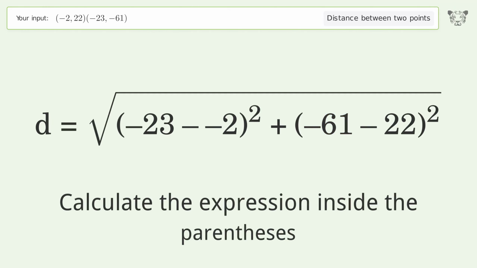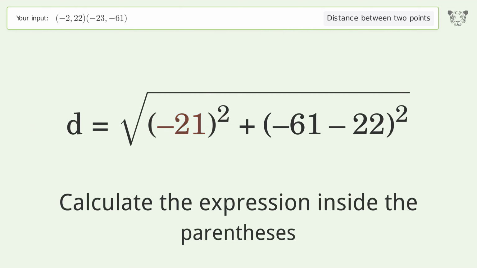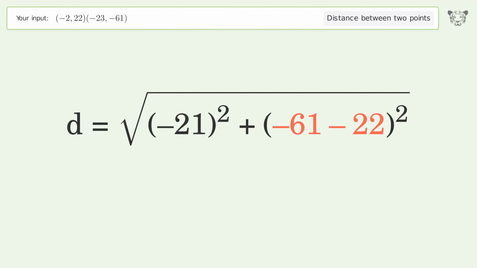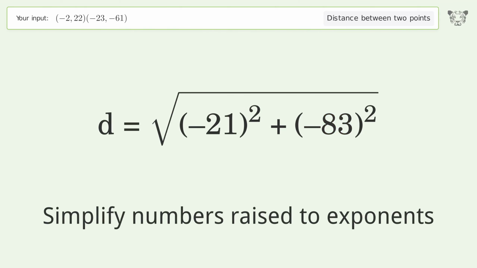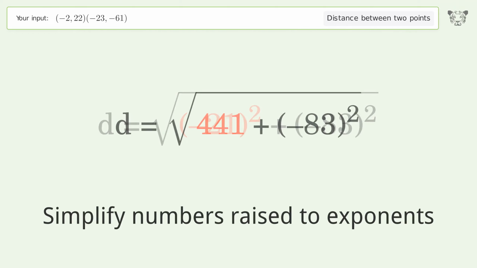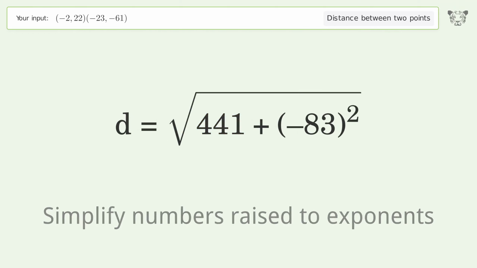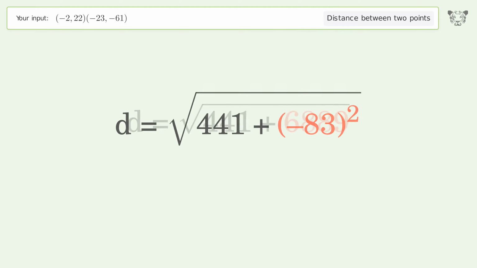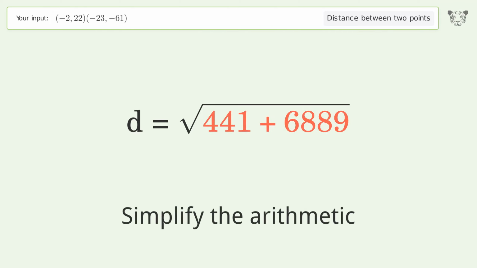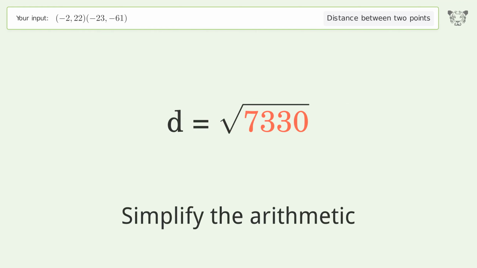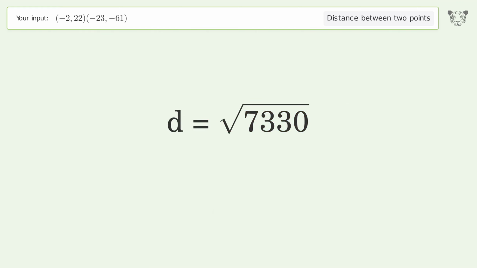Calculate the expression inside the parentheses. Simplify numbers raised to exponents. Simplify the arithmetic. And so the distance between the 2 points is the square root of 7,330, or 85.615.